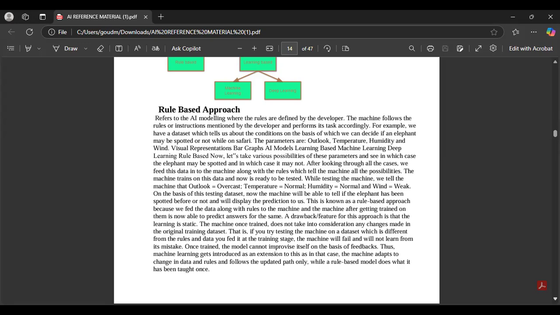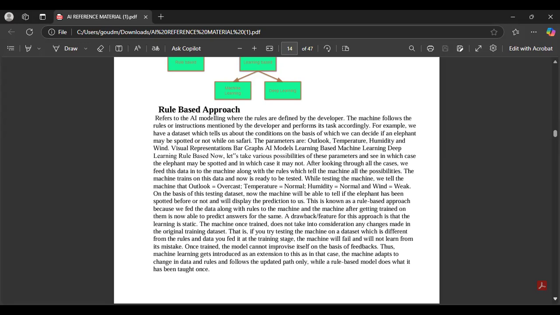Now let's take various possibilities of these parameters. We can use any method in this. So now we are coming to the rule based approach. What are the parameters and how should this model be trained? See, now the developer is training the model in that way, right?